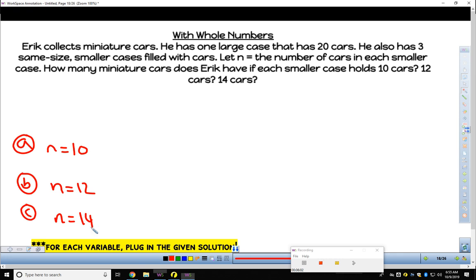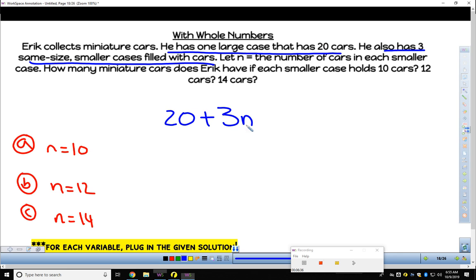But before I can solve any of that, I have to write an expression. So, what's important here? Well, I notice that he has one large case that has 20 cars. So I know I have at least 20 cars. And then I'm going to add to that, let's see here, I have 3 smaller cases filled with cars. And they're all the same size, but I don't know how many are in each case. So that means that I have 3 smaller cases with some amount of cars inside each one.